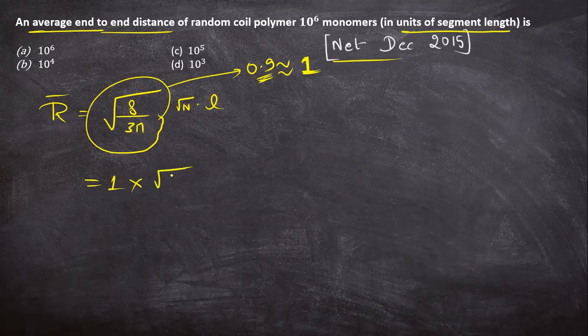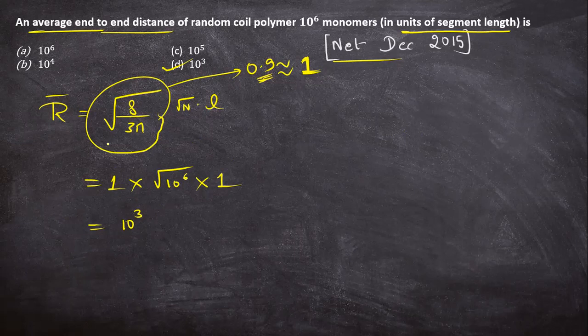Root of n, what's the value? n is 10 raised to 6. And the length they have given is unit length, so let me consider it as 1. Root of 10 raised to 6 is 10 raised to 3. Keep in mind. So the correct answer is 10 raised to 3. Option D is correct. Clear everyone?